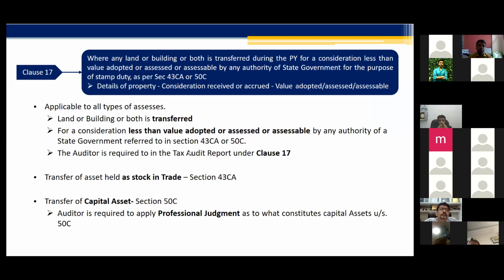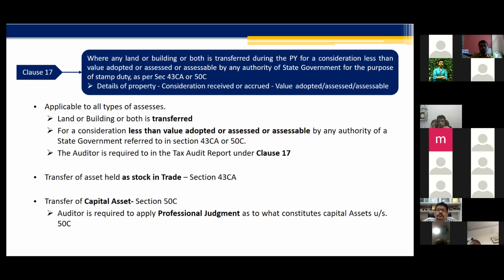Clause 17, a very important clause again. There are a lot of issues in this. Where any land or building or both was transferred during the previous year for a consideration less than the value adopted or assessed or assessable by any authority of the state government for the purpose of stamp duty, as per 43CA or 50C. Now 50C applies to an assessee who is holding that particular asset as a property investment or capital asset, and not as stock in trade. Whereas 43CA applies to an assessee holding that particular land, building or both as stock in trade. 43CA came to the statute later on, but 50C was always there.